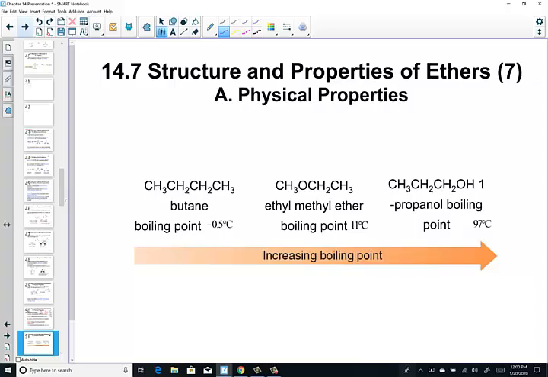So here we have a straight chain. This is just a straight chain alkane known as butane, C4H10. This would be an ether. Notice on one side of that oxygen we have a methyl alkyl group, 1 carbon, and on this side of the oxygen we have a 2 carbon alkyl group. We alphabetize, so we're calling it ethyl methyl ether. And then finally over here we have a 3 carbon chain, and now we have an alcohol group.